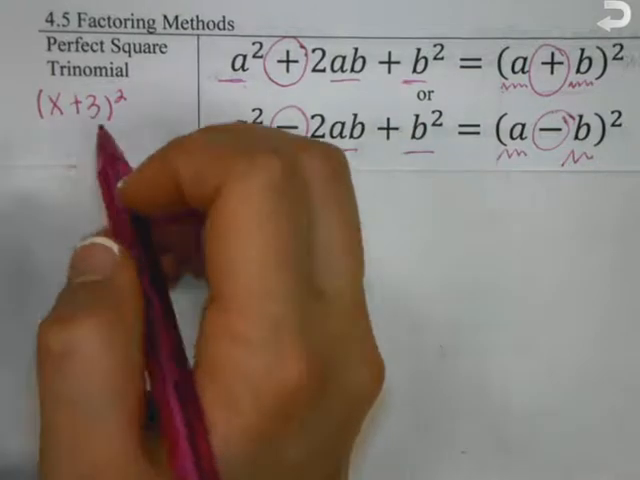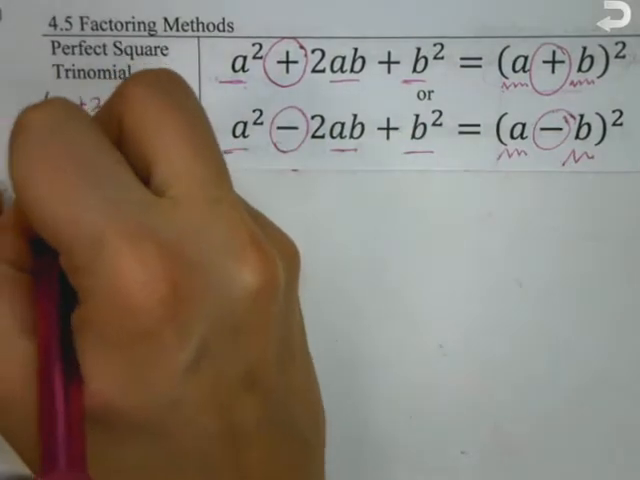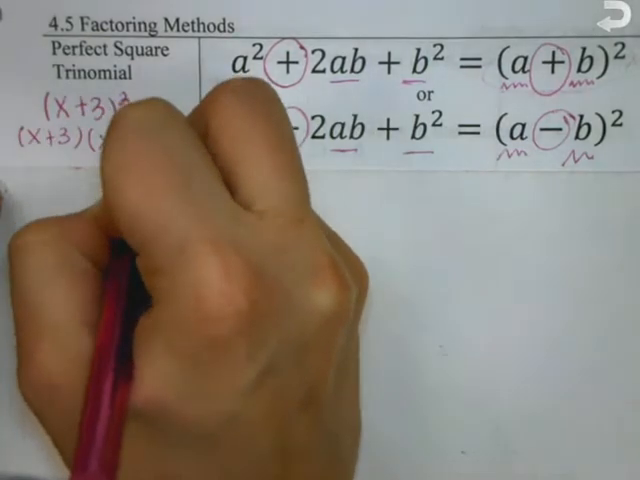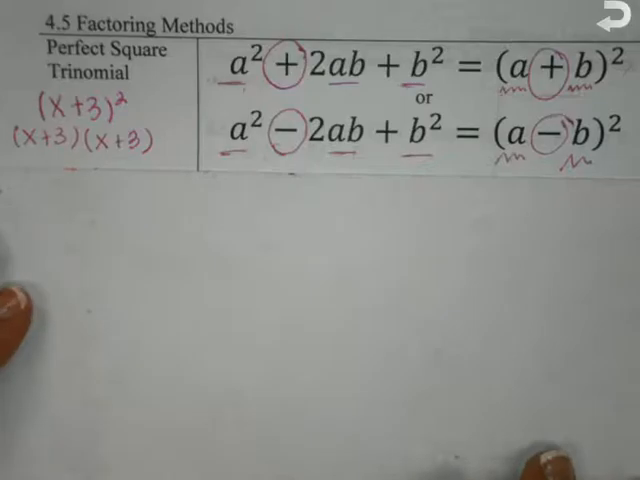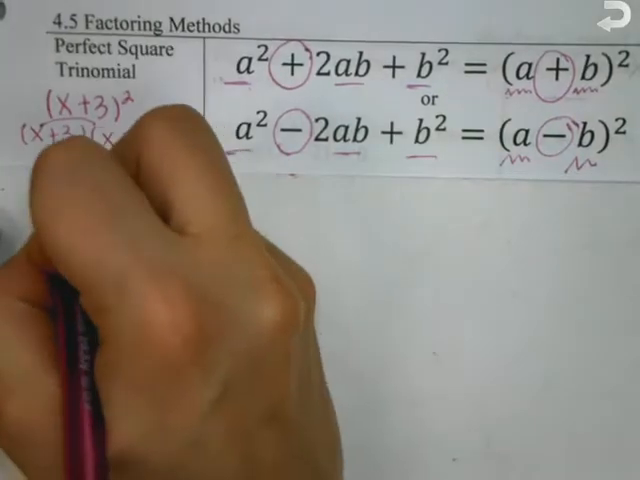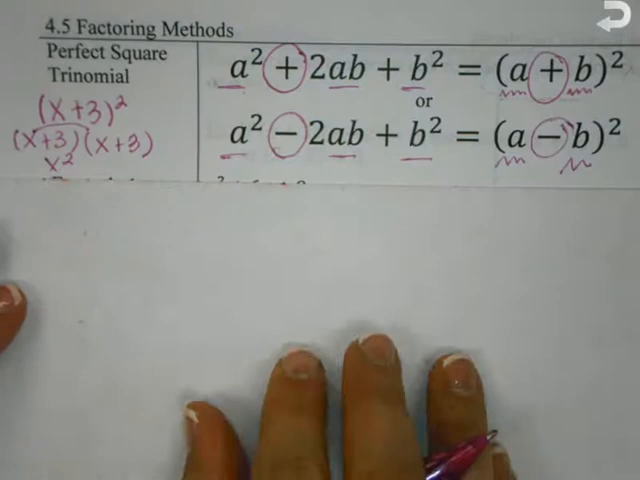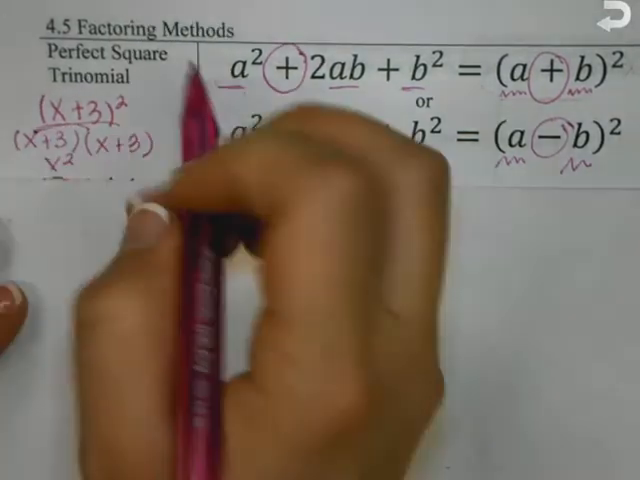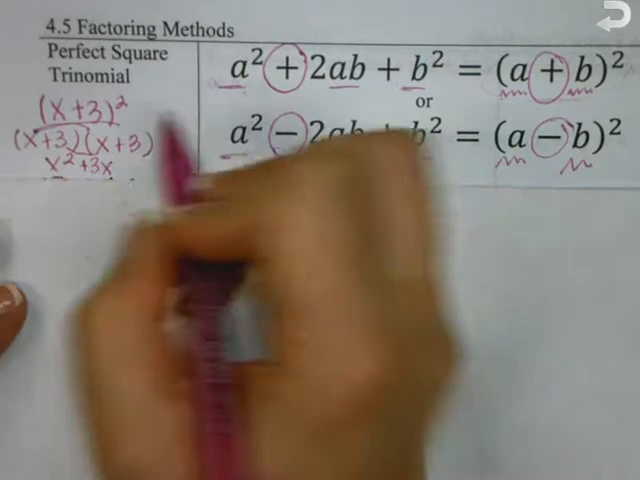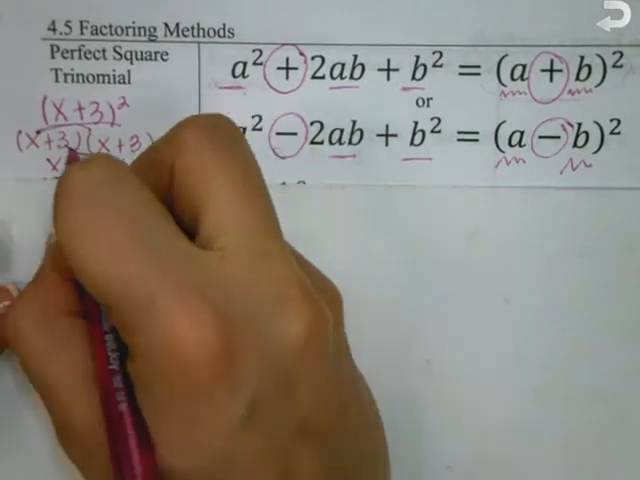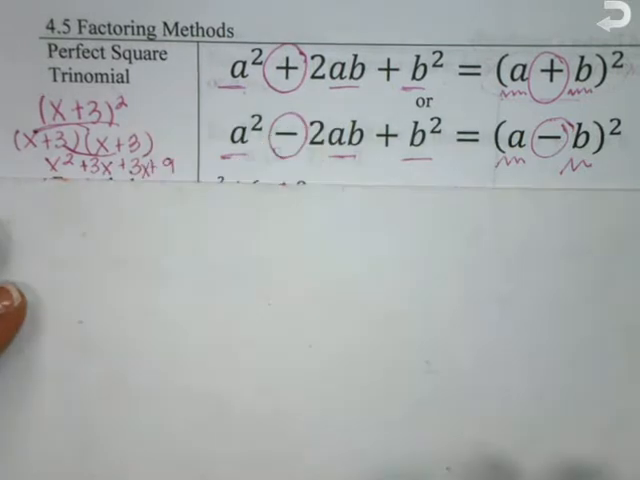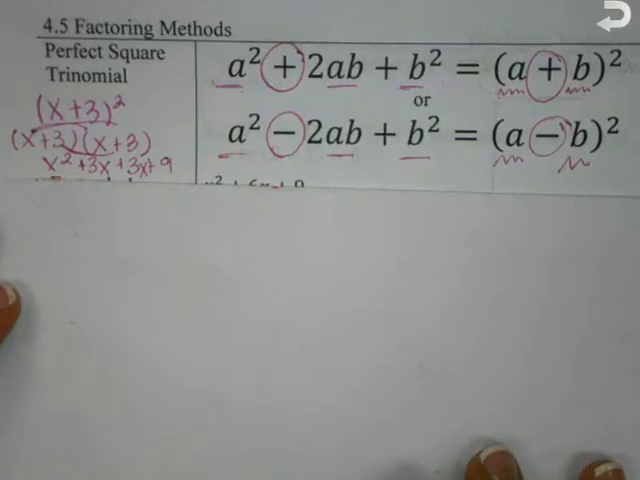Good. You have to expand it. X plus 3 times x plus 3. X times x gave me x squared. X times 3 gave me 3x. 3 times x is 3x. And 3 times 3 gave me 9. Combine like terms. So what would I get as my answer?